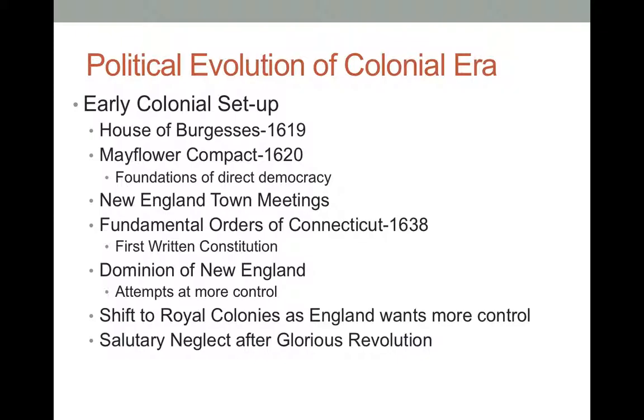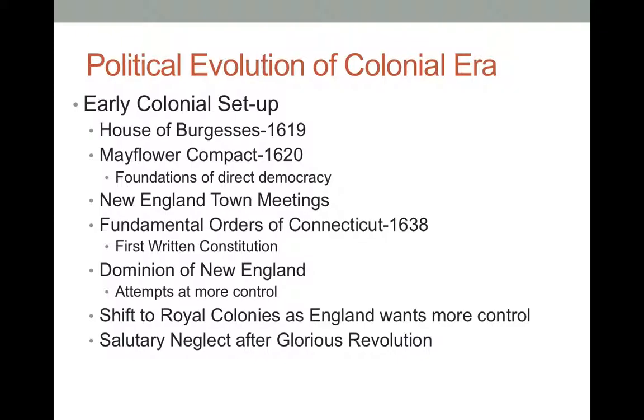So the early colonial setup, we have the House of Burgesses in Jamestown in 1619. We said it's kind of ironic that their first setup of government is also the same year the first slave ship comes. So slavery and democracy, or representative government, are basically happening in the same time period.